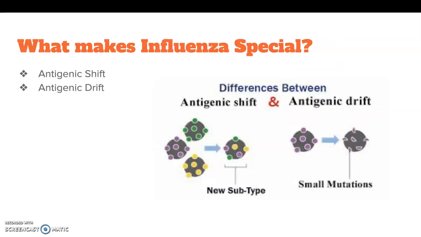What makes influenza special? The flu is very hard to predict every year for the vaccine because of the antigenic shift and drift. Antigenic drift is the least severe of the two. This occurs when mutations occur because the RNA-dependent RNA polymerase makes an error when translating. Antigenic shift is when two or more strains combine into one strain with a mixture of surface antigens.